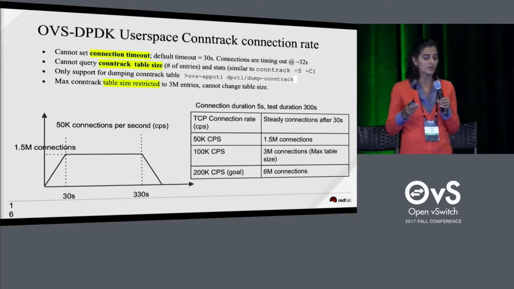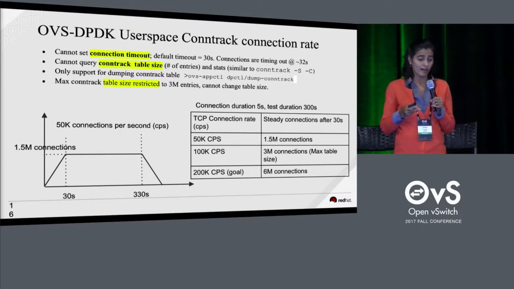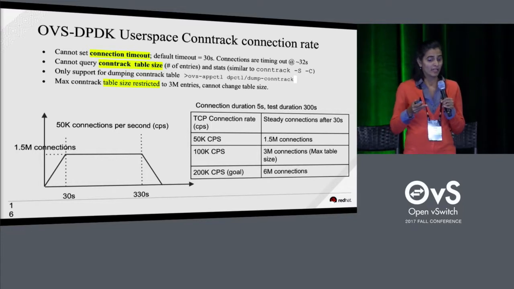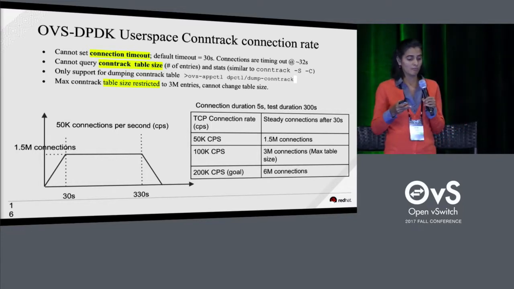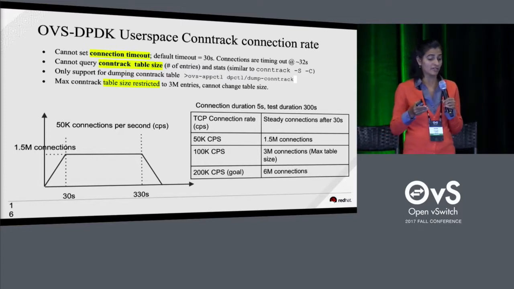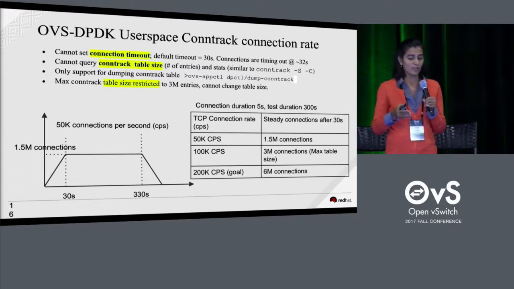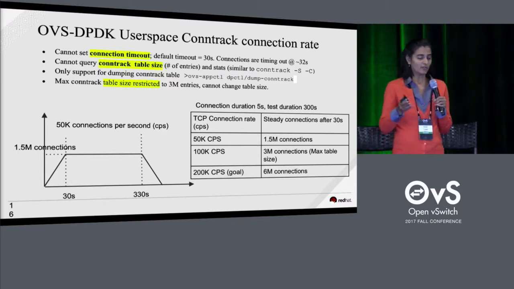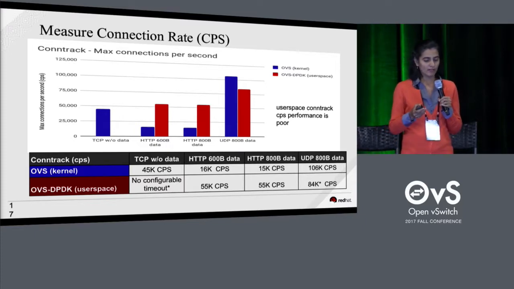So there's work in progress. On the user space contract definitely has work in progress. The table size is restricted to 3 million entries. So given that restriction, if we run 50K connections per second, we have 1.5 million connections active. And if you run 100K, we hit the table max. We would like to reach 200K and 6 million connections. That would be way beyond the table size right now. We can't change it. And ideally, we want to run only 5-second short calls, and we're not able to do that either.